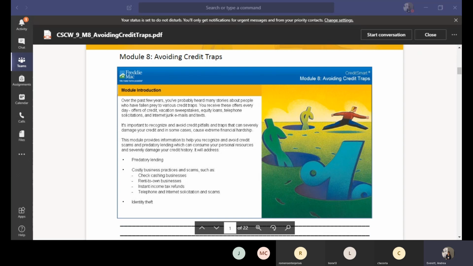Just to get you started, I'm going to ask you a few questions, so you can go ahead and unmute your mics if you want to answer. Just by going through all of these modules we've gone through, what are some ways that your bank or financial institution can help protect you from fraudulent activity?